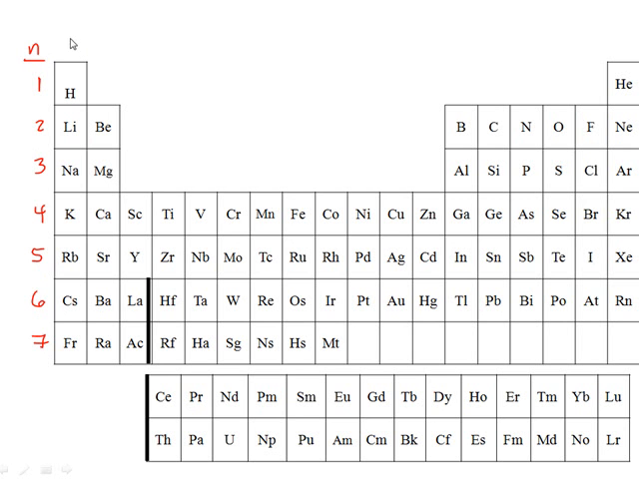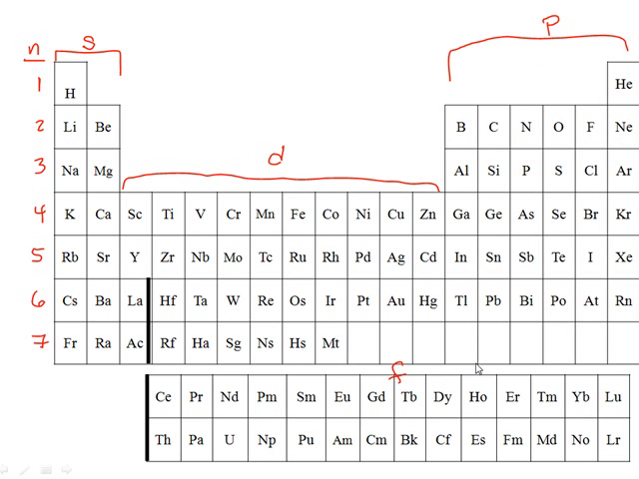Alright, now this first block refers to your s. So if you're talking about one of these elements in these two columns, the last orbital filled is s. The transition metals are known as the d block. This other side over here is the p block, and down here at the bottom we have the f block.